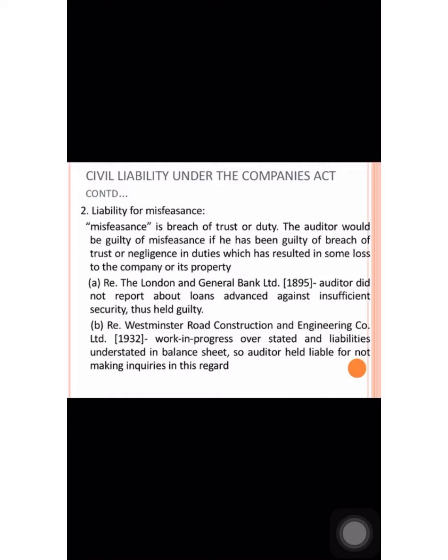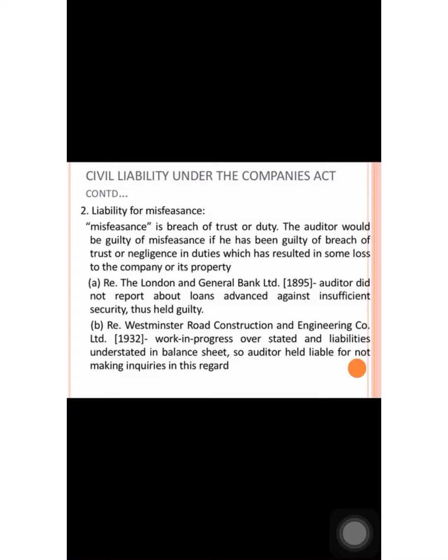Second is liability for misfeasance. Now, misfeasance is a breach of duty or a breach of trust. The auditor would be guilty of misfeasance if he has been found guilty of breach of trust or negligence in performance of his duties, which has resulted in loss or damage to the company or the company's property. And here we have a few cases.